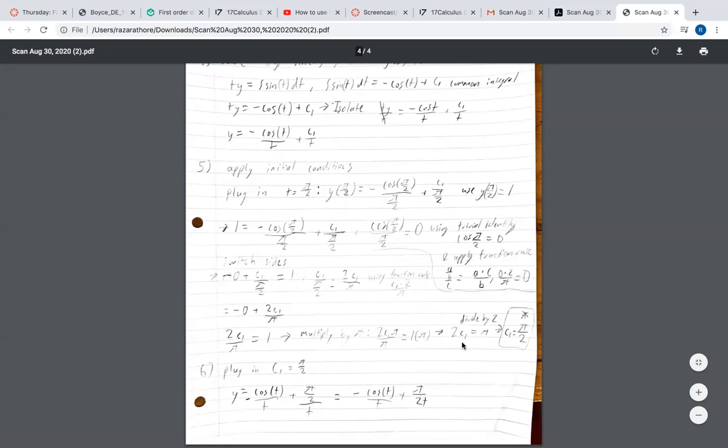So that's what we use for the equation. Plug in the constant of pi over 2 into the equation, and you get negative cos t over t plus pi over 2t. So that's the way I worked out number 6. That's how I came to the conclusion of pi over 2.